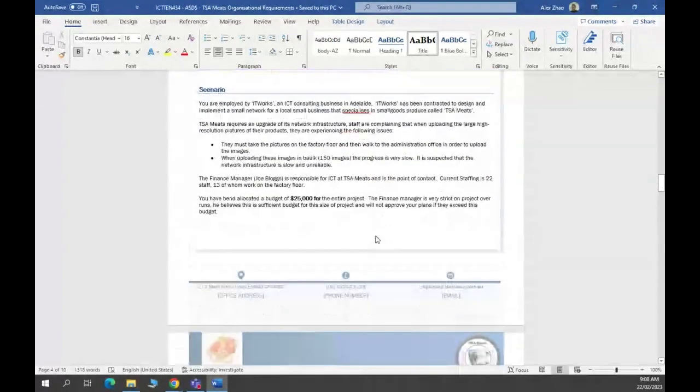Now the scenario. Like we've been saying in other subjects, all your TFSA assessments are scenario based, as if you're doing the job, as if you're working, so that when you finish, you're not going to be totally unfamiliar with dealing with clients, dealing with expectations, and working in a team and a project. So you are employed by IT Works. That's our TFSA fictional company for IT students. It is an ICT consulting business in Adelaide.